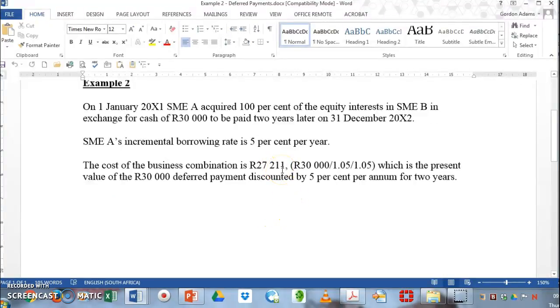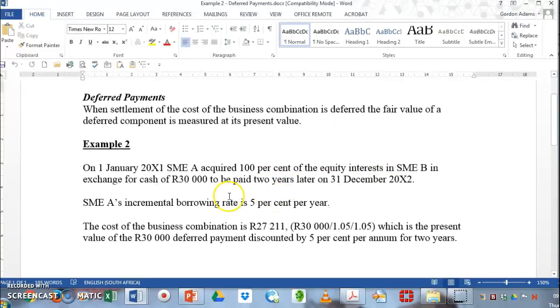The cost of the business combination is 27,211 Rand, the fair value of the consideration to be given, which is essentially the 30,000 Rand paid in 2 years' time, discounted back for 2 years at the incremental borrowing rate of 5%, which represents the present value of the 30,000 Rand deferred payment. So I recommend that you work through this example again just to get a good understanding.